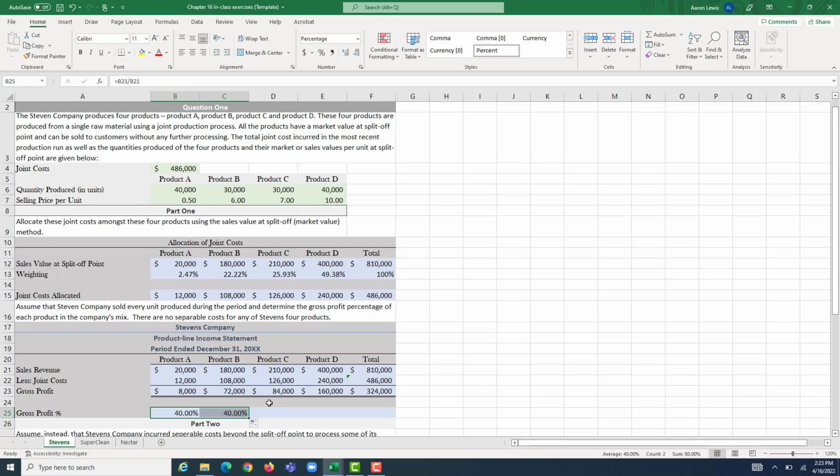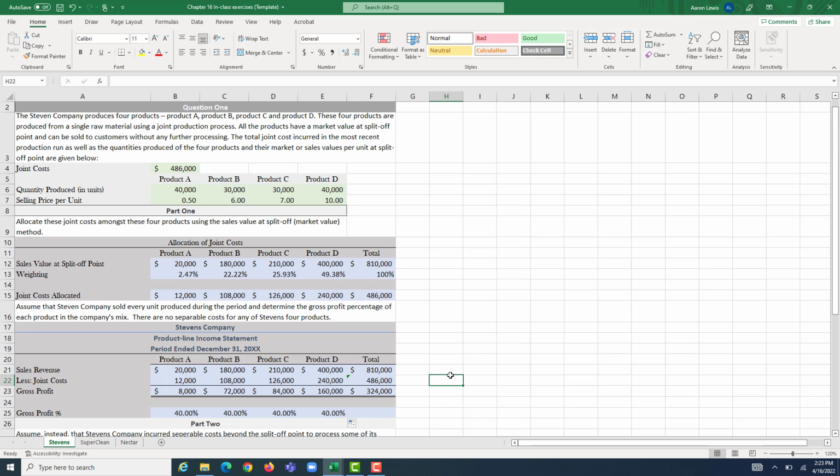$84,000 in gross profit off of the sale of $210,000 worth of product C is, if I can click the fill handle, 40%. And guess what? For product D, the $160,000 divided by $400,000 is 40%. If you're using the sales value at split off method, your gross profit percentage should be completely flat across all products. Why is that? It's because you are assigning an amount of cost that is proportionate to the amount of revenue that you're going to generate. Essentially, using this methodology, you assure that each product has the same gross profit percentage.